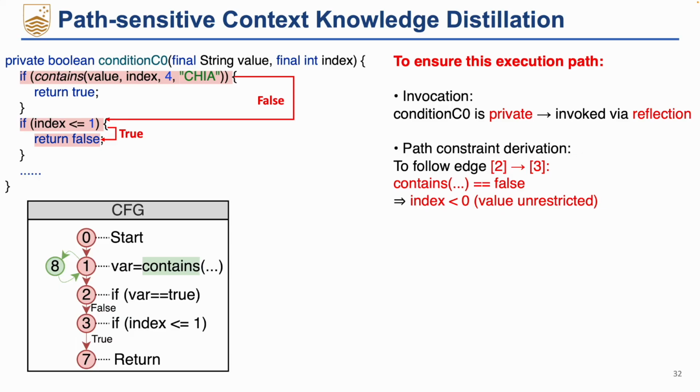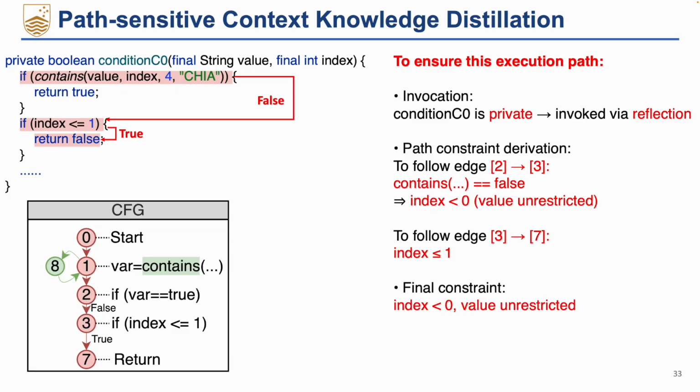To make the first condition fail, the method requires the initial check to return false. By analyzing this condition, JUnitGenie infers that the index must be less than 0, while the value remains unrestricted. Then, to ensure the next condition is satisfied, the index must be less than or equal to 1. Finally, JUnitGenie combines all constraints and derives the final input condition. The index must be less than 0, while the value is unrestricted.